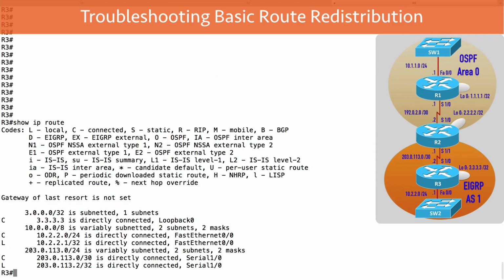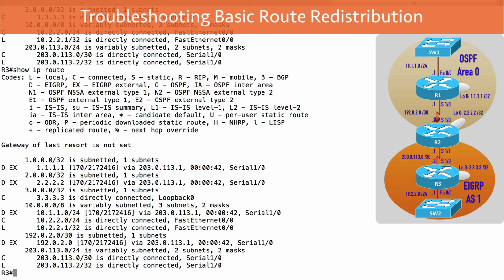And if we go to R3, have we learned anything from OSPF? Let's do a show IP route. We have. The EX is telling us this route exists outside. It's external to our EIGRP autonomous system. Oh, and one other thing I wanted to show you.